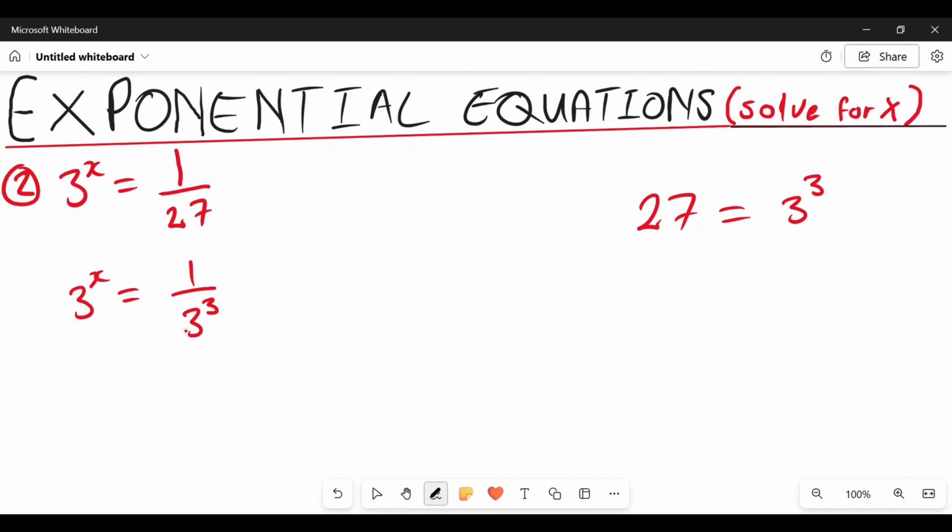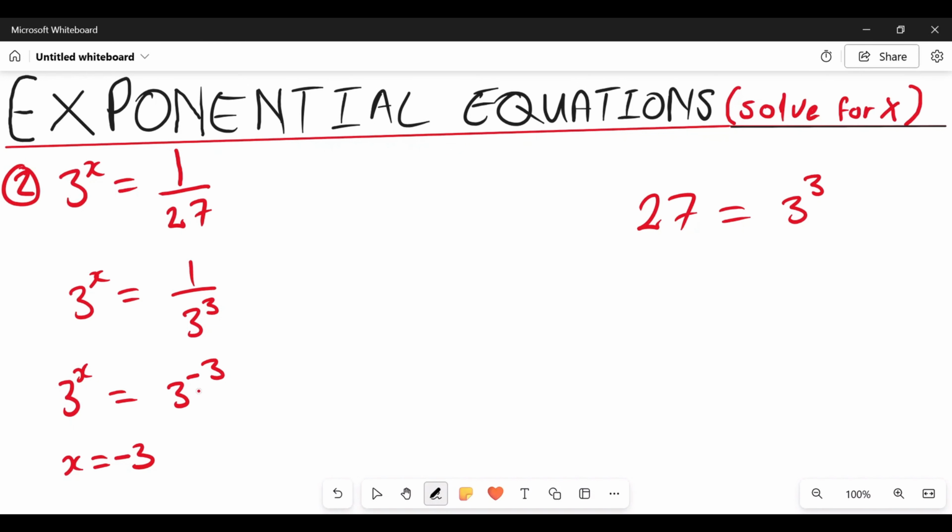But when you look at this, this is one of the laws that we did in one of our previous videos on exponents. The name of the law is the negative exponent law. On our left hand side, we're still going to have 3 to the power of x. But on our right hand side, we apply that law. So we're going to have 3 to the power of negative 3 like that. Since our bases are the same, which are 3 and 3, we can equate the exponents. We can say x is equal to negative 3.